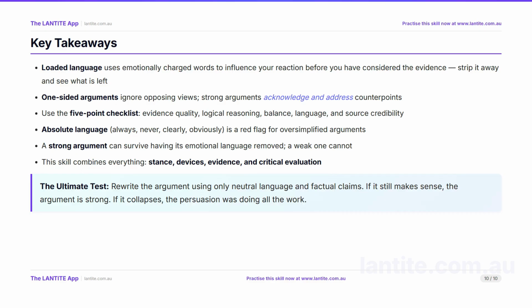And remember, a strong argument can survive having its emotional language removed. A weak one collapses without it. The ultimate test is this: rewrite the argument using only neutral language and factual claims. If it still makes sense, the argument is genuinely strong. If it falls apart, the persuasion was doing all the work, and there was no real substance underneath.